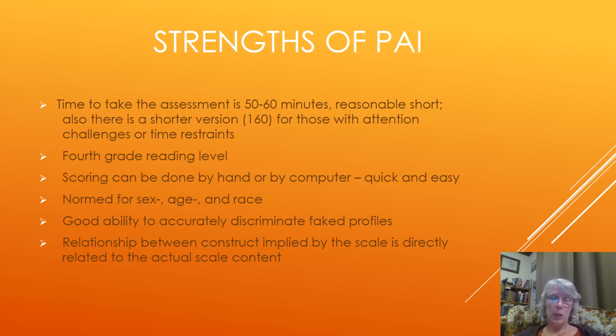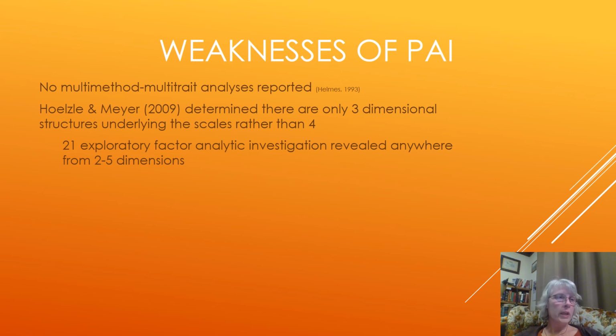It demonstrates a good ability to accurately discriminate both faking good and faking bad, and the relationship between the construct implied by the scale is directly related to the actual scale content. Weaknesses include the fact that there are no multi-method, multi-trait analyses reported. Also, there is much debate around whether there are actually 4-dimensional structures, as in 21 exploratory factor analytic investigations, it was revealed that there are anywhere from 2 to 5 dimensions, and Hoelzle and Meyer determined that 3 dimensions were well supported, but that 4 were not.